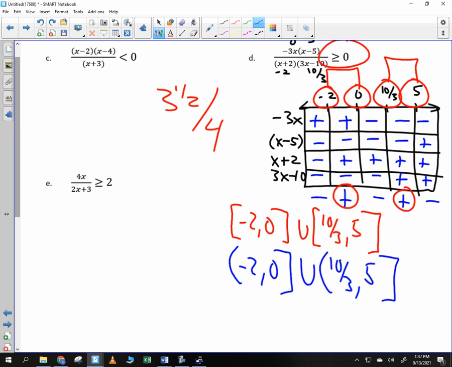How does that work? Okay, try again. Equal sign. So do I use brackets or parentheses? Brackets. So this is what you want, right? Except you also have to know that you can't divide by 0. -2 would produce 0 in the denominator, so that's why we go to that piece.